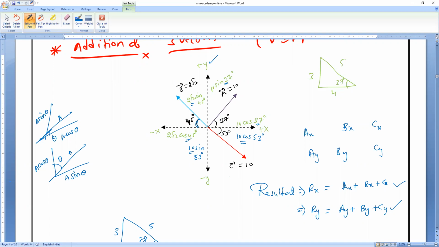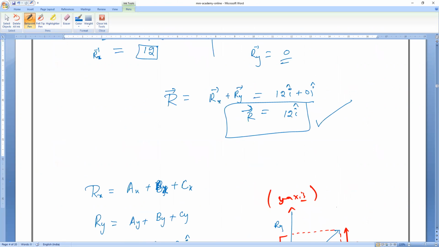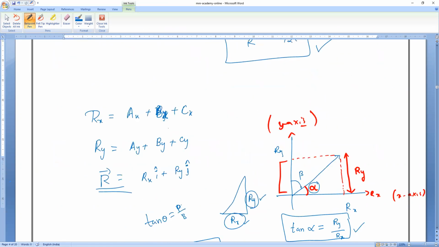So this is how we add three vectors. First of all, to add three vectors, we have to calculate Ax, Bx and Cx, as well as in the Y direction, Ay, By and Cy. Then we find the resultant. The resultant vector R is equal to Rx i plus Ry j.